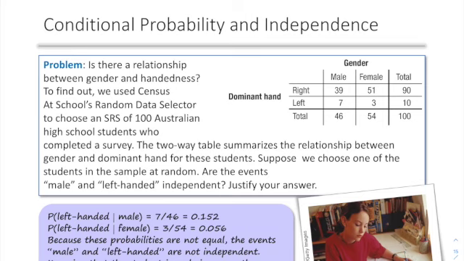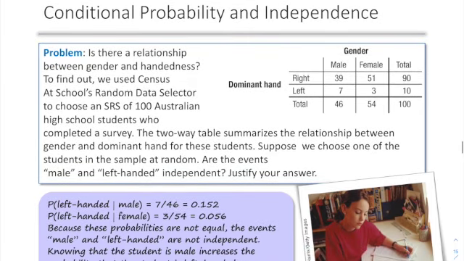Here's another example. Probability about being left-handed and the gender. Is there a relationship between gender and handedness? To find out, we use Census at School's random data selector to choose a simple random sample of 100 Australian high school students who completed a survey. The two-way table summarizes the relationship between gender and dominant hand for these students. Suppose we choose one of the students in the sample at random. Are the events male and left-handed independent?